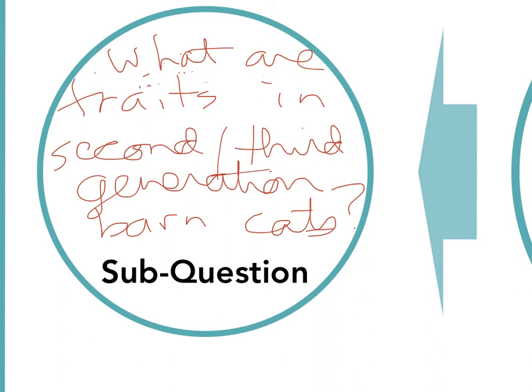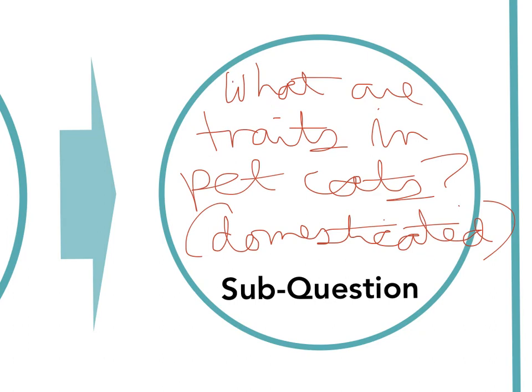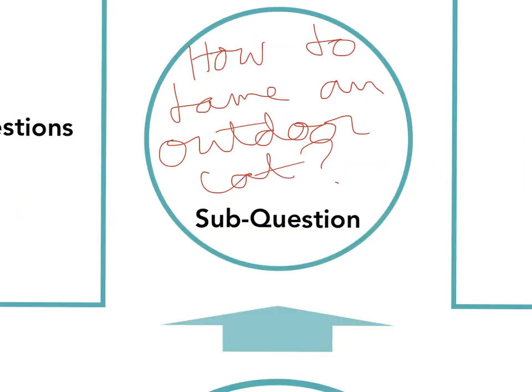So my first sub-question is going to be, what are traits in second and third generation barn cats? I want to know if the kids and grandkids of barn cats have certain characteristics that are unique to them. Next, I want to know what are traits in some pet cats, like if cats have been domesticated and you get them from a reputable cat breeder, if there is such a thing, what are those cats like? Next, I want to research how do you tame an outdoor cat, or really how do you just tame any kind of cat? How do you make it more pleasant and bring out the good side of its personality?